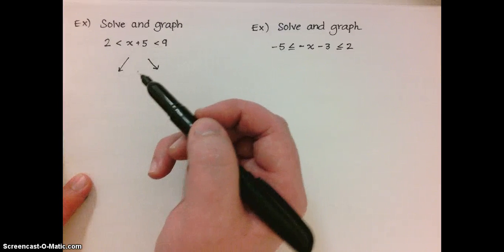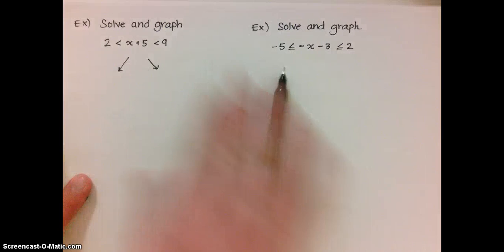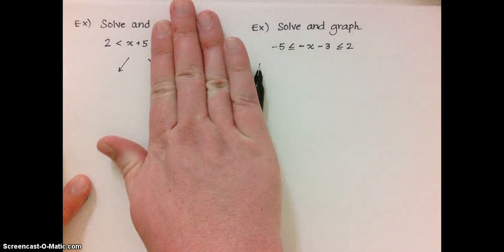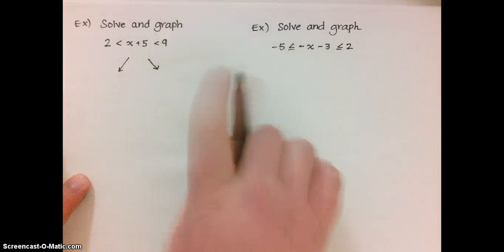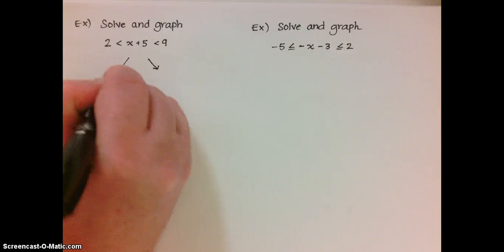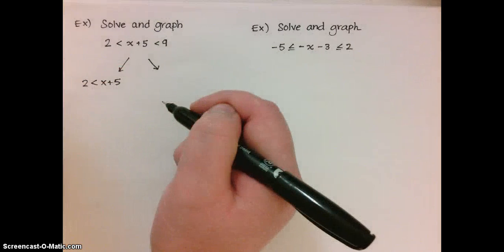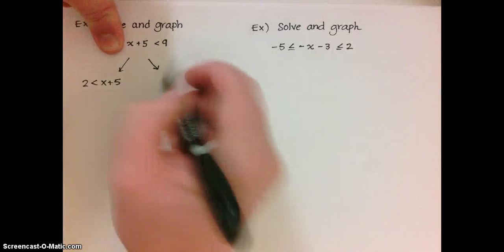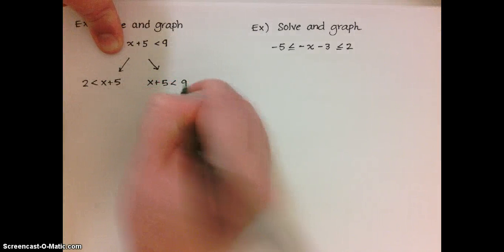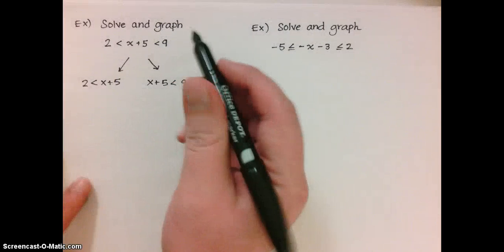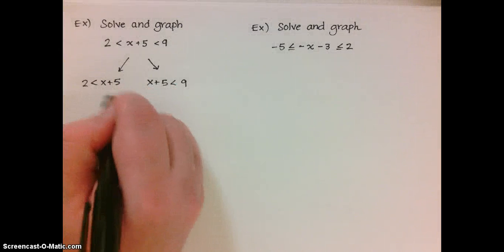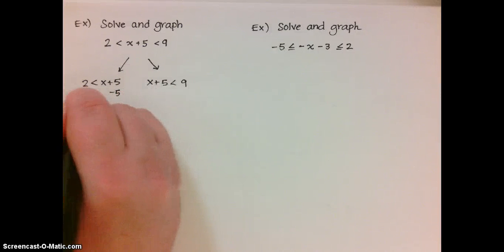Now, an easy way to look at this is to picture it as two different inequalities. 2 is less than x plus 5. I'm going to write that down. But you could also look at it as x plus 5 is less than 9. And I can solve both of these. So let's start with the one on the left. To get x by itself, I'm going to subtract 5 on both sides.